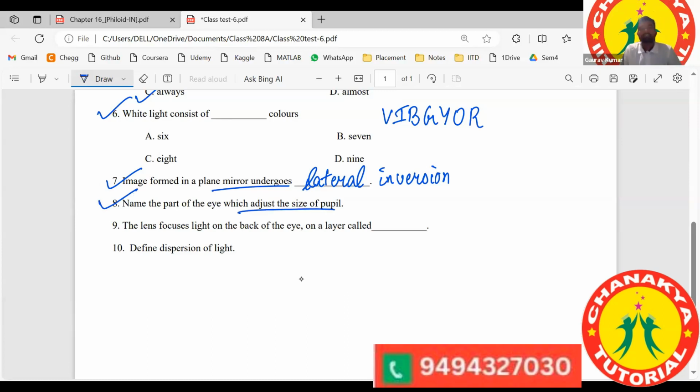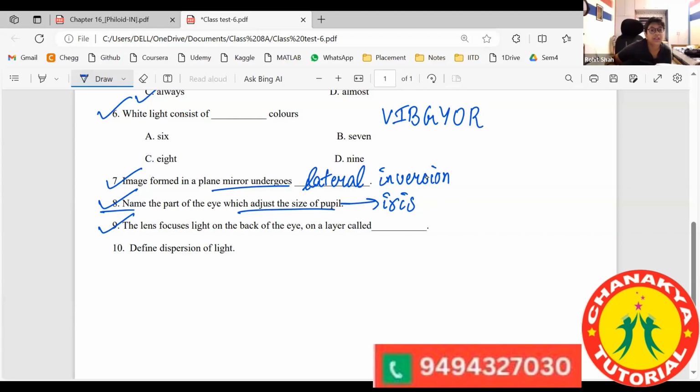Yes, Karthik. Is it mine, sir? The next one? Yes, it's the eighth question. Iris. Iris. Okay, very good. The lens focuses light on the back of the eye on a layer called Likhita, are you there? Anyone can tell me what this layer is called? Sir, retina. The retina. Okay, very good.